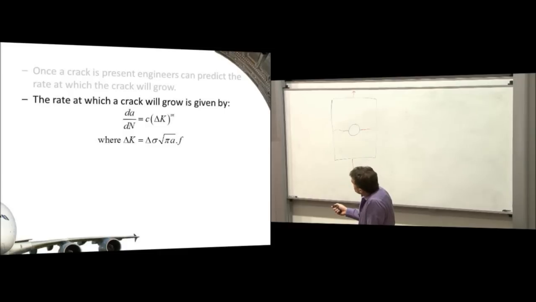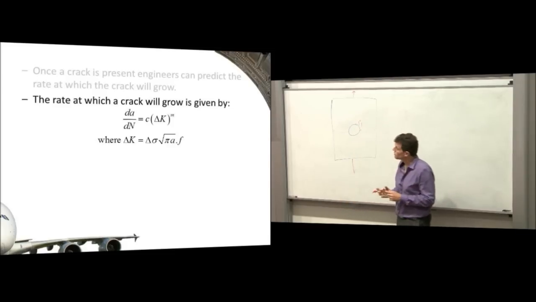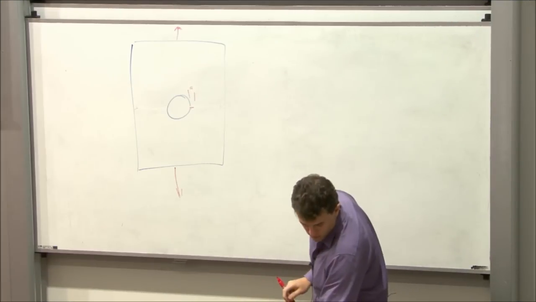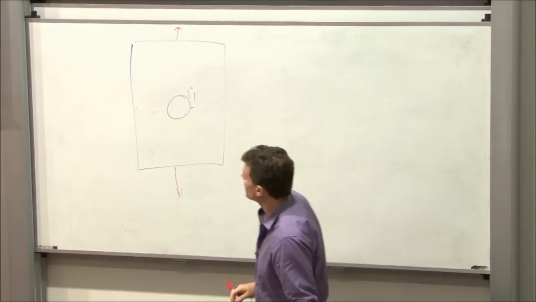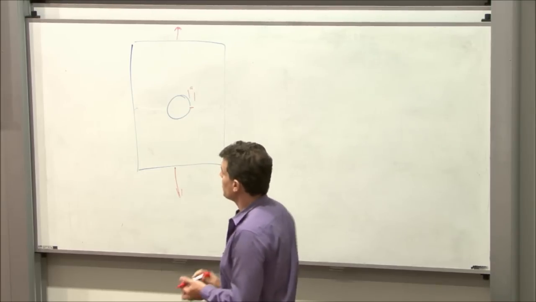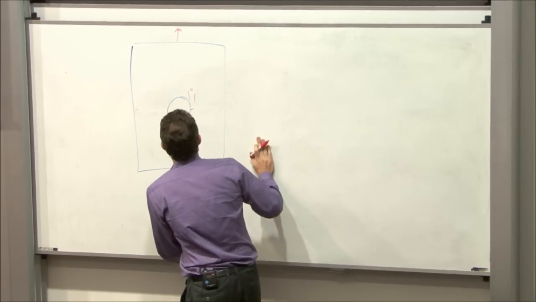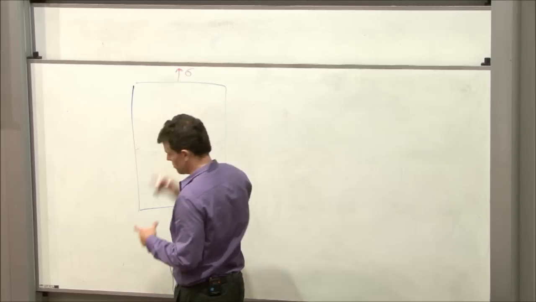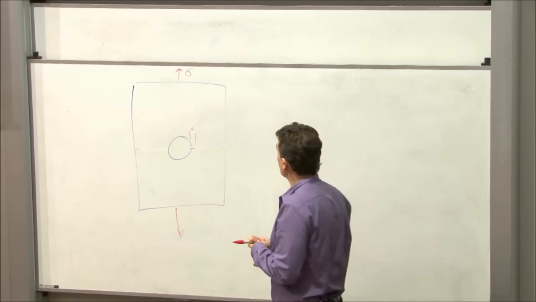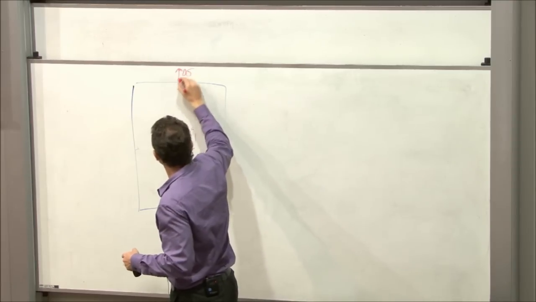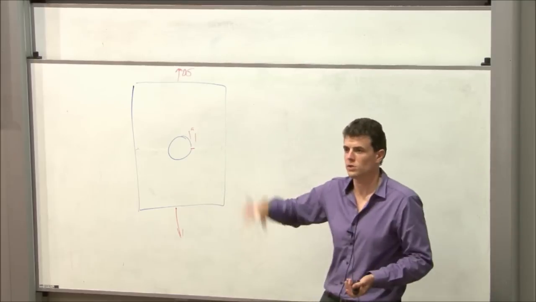So if A is our crack length, so in this case, if we had a crack growing from the edge of this hole here, we just had one crack. If we had A as our crack length, I'll skip that for a minute, and sigma is our far field applied stress, or if it's cyclic in this case, so it's delta sigma, it's the magnitude of the oscillation.